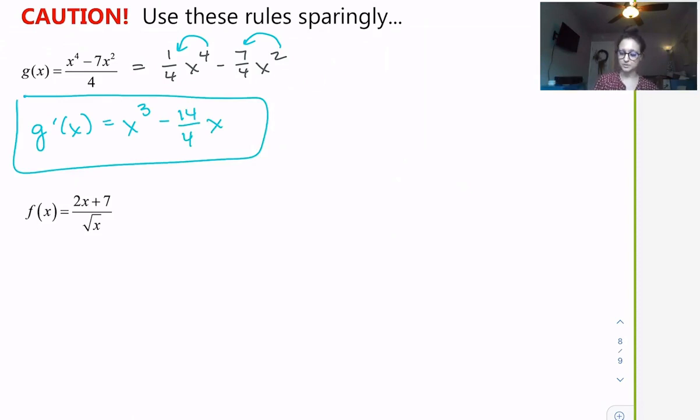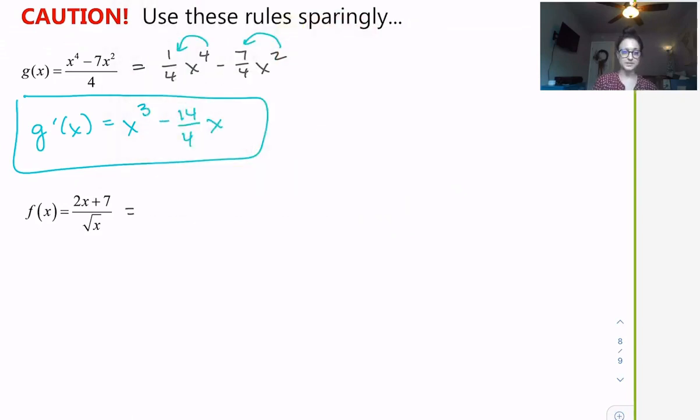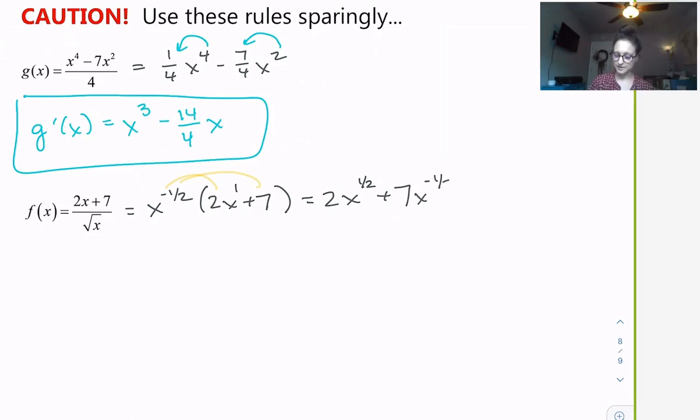What do you think I can do with f of x? Well, to rewrite this, I can rewrite that square root of x as x to the what? Negative 1/2, right? Then I have 2x plus 7. But now I just changed a quotient to a product, and I'm trying to avoid these rules. So what can we do from here? From here, we can distribute, right? So I can get 2x, if I add those exponents, to the positive 1/2 plus 7x to the negative 1/2.